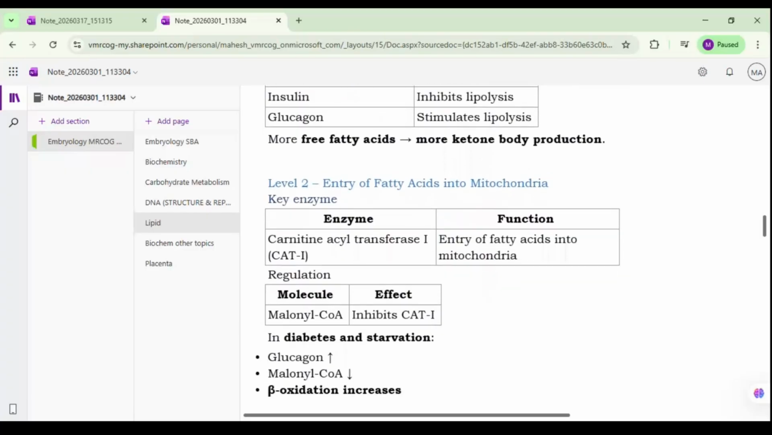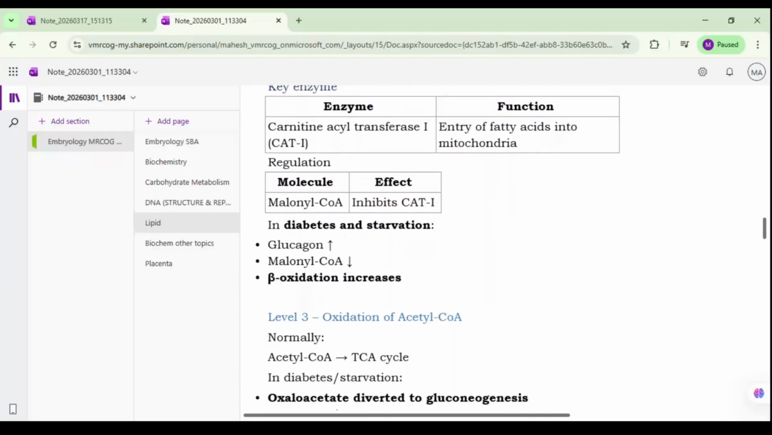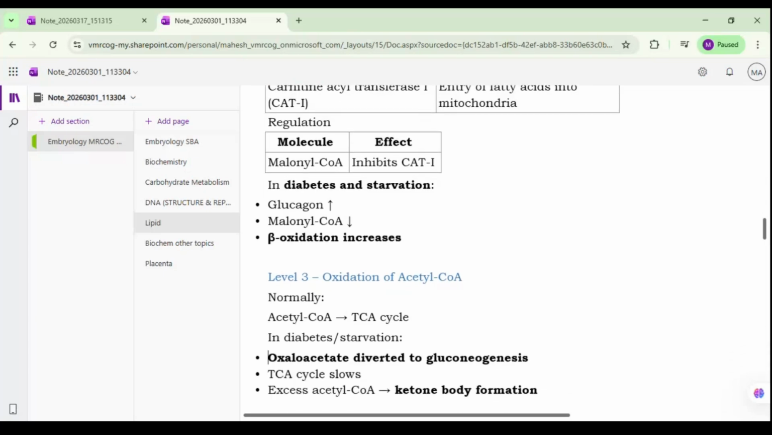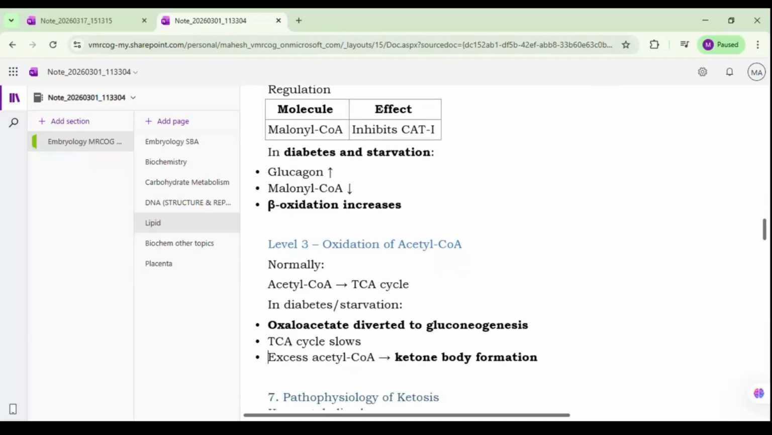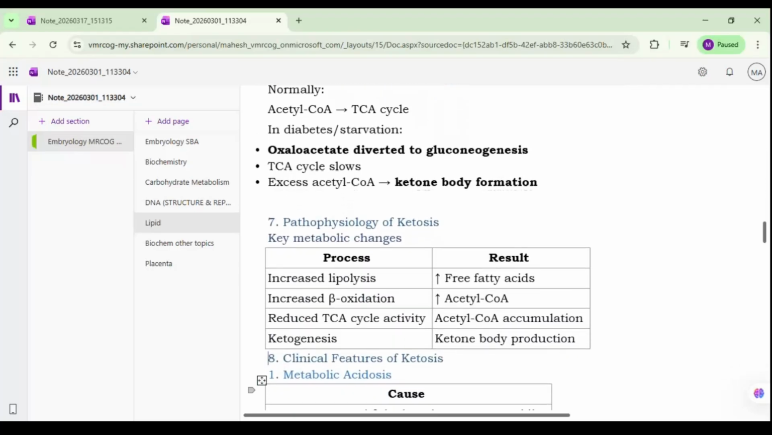Okay, so in diabetes, what happens? Glucagon level is increased and malonyl CoA activity is reduced. So CAT1 is not inhibited, and beta oxidation is increased. Level 3 is oxidation of the acetyl CoA. Normally acetyl CoA undergoes the TCA cycle, but here the TCA cycle activity is low. In diabetes and starvation, the oxaloacetate is diverted to gluconeogenesis. The TCA cycle is slowed down, and excess acetyl-CoA is converted into ketone bodies.